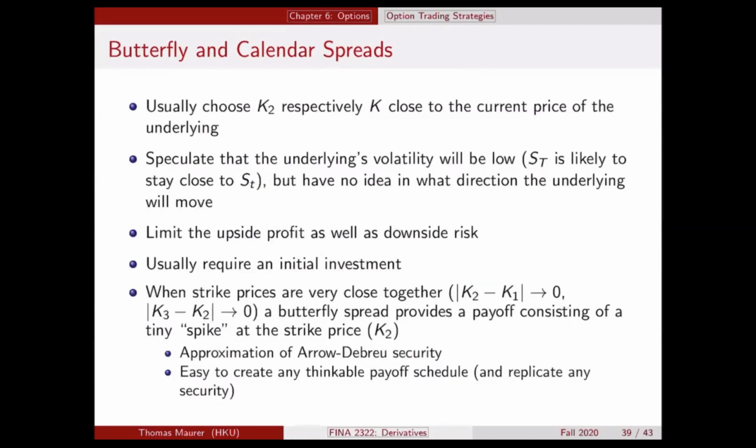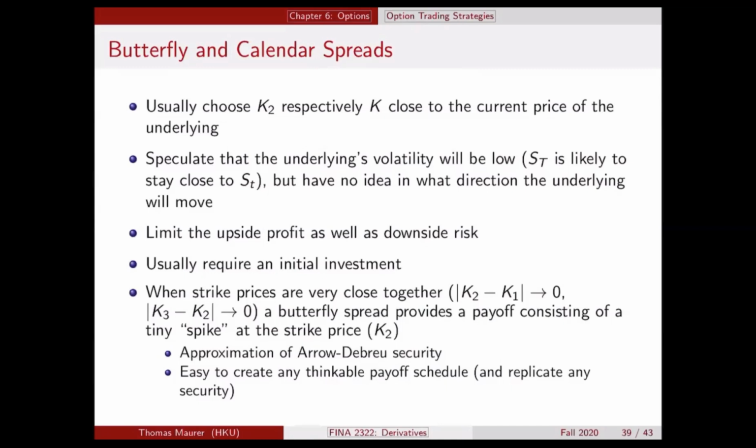For butterfly and calendar spreads, typically we choose the strike price K2 for the butterfly spread or K for the calendar spread close to where the price of the underlying is right now. And therefore the speculation is really just that the price will not move a lot.